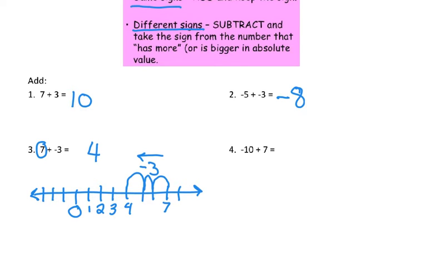Let's try the next one without the number line. -10 plus 7. These are different signs, a negative and a positive. So again, we're going to subtract. 10 minus 7 is 3. And we're going to keep the sign from the number that has more, in this case the 10, which is negative, making our answer -3.